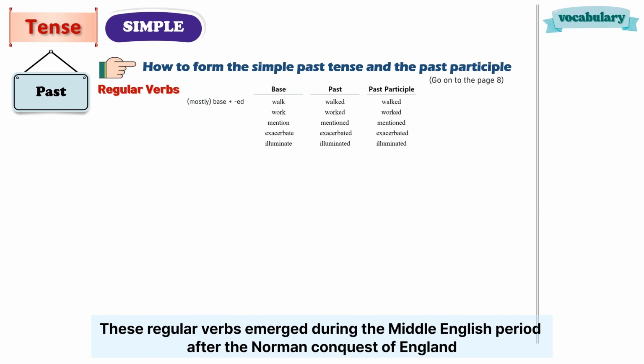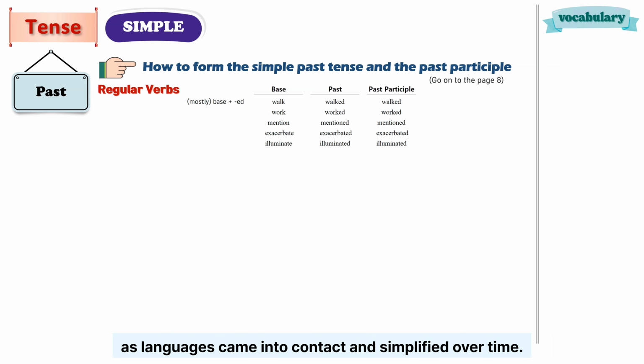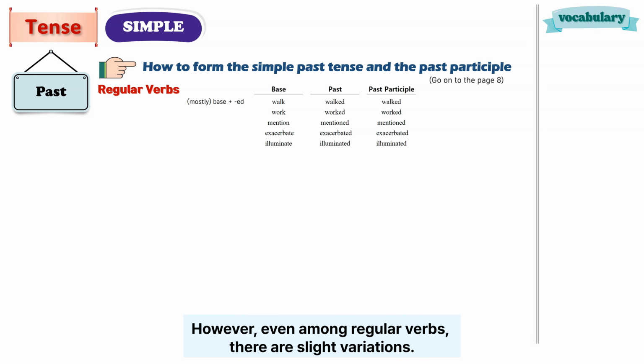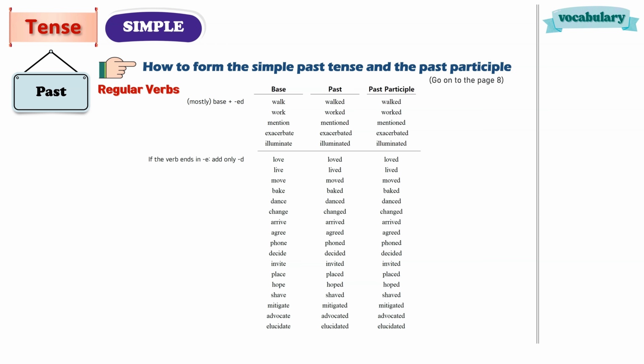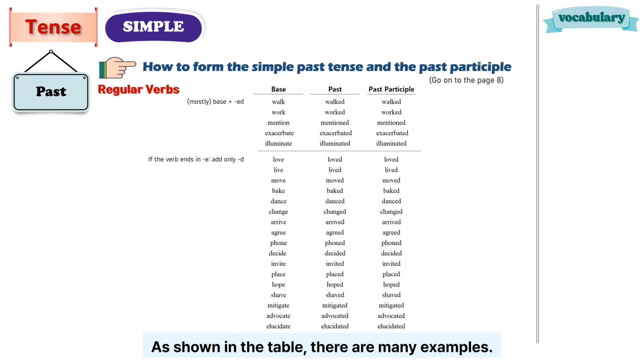These regular verbs emerged during the Middle English period after the Norman conquest of England, as languages came into contact and simplified over time. However, even among regular verbs, there are slight variations. First, when a verb ends with the letter E, you simply add D to make the past form. As shown in the table, there are many examples. You don't need to memorize all the meanings right now. You'll learn them naturally through examples later.